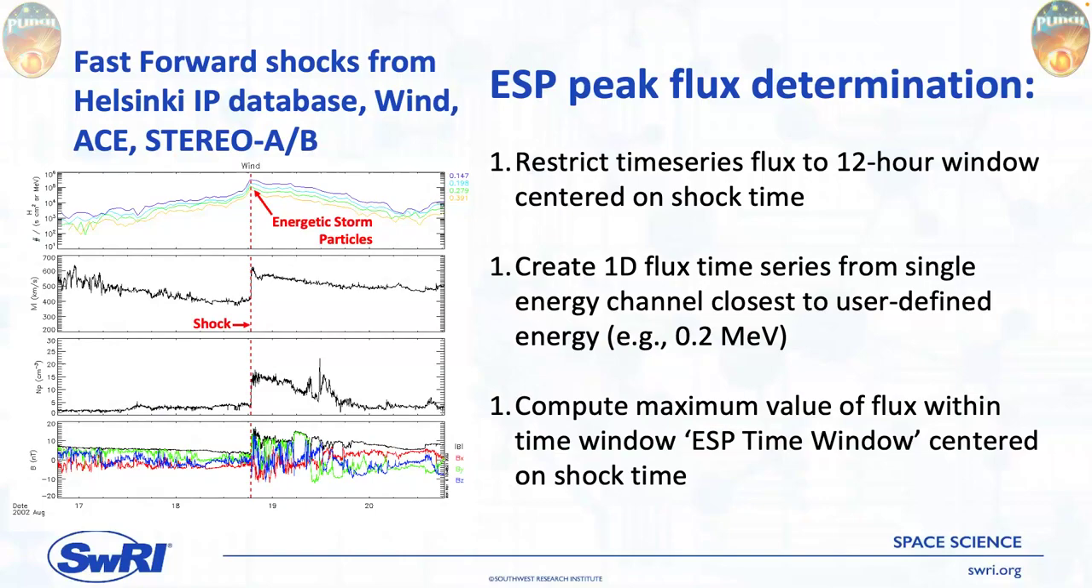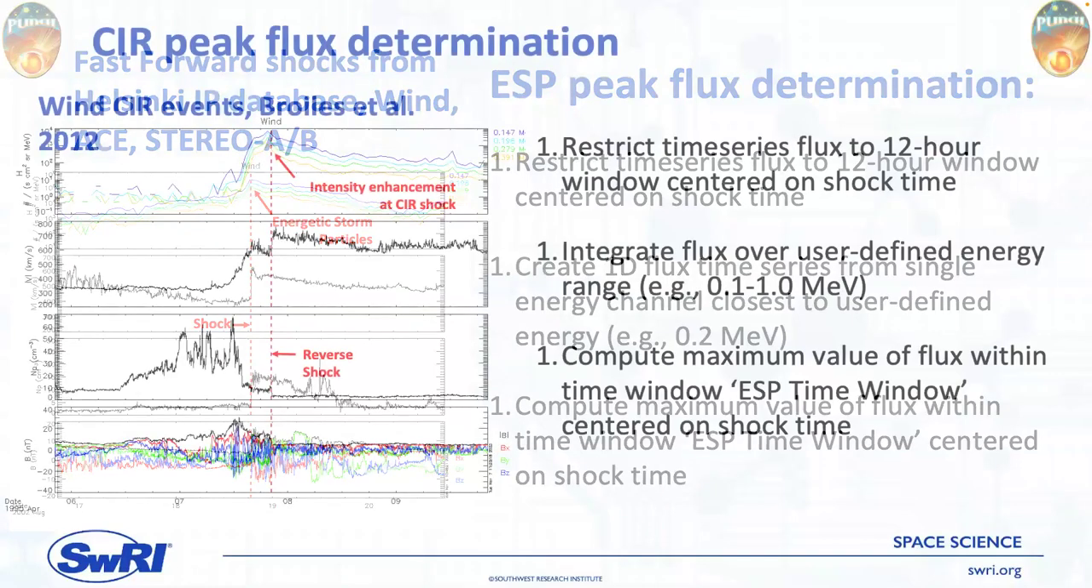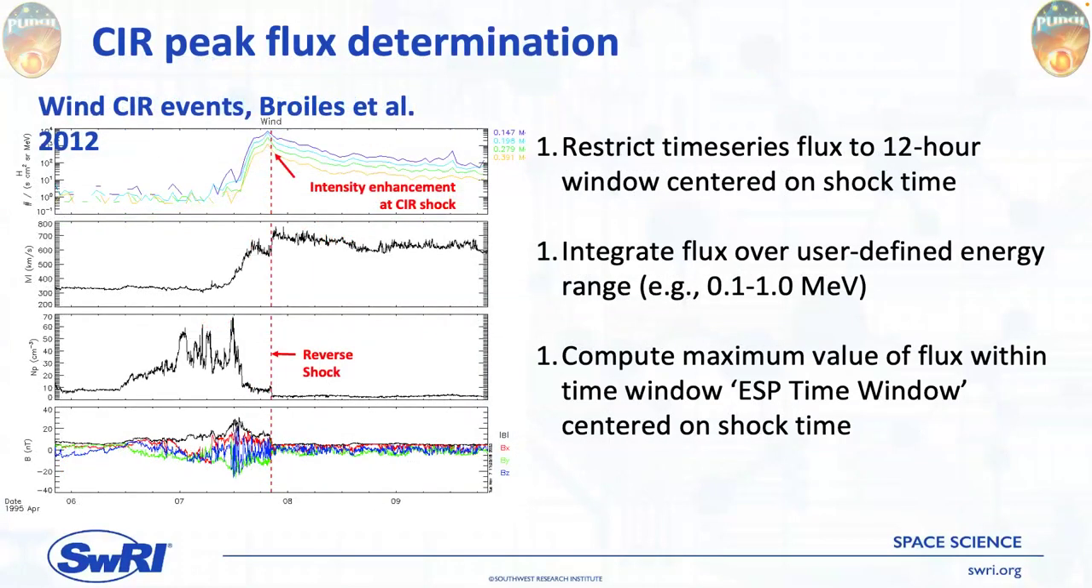So what we did is that we went and looked at a very long catalog of ESP events, and we applied a selection criterion where the ESP should be associated with a particle enhancement, because as I showed earlier, some ESPs do not show that. So we pick the events where we have an enhancement in the ESP component, and then we pick a certain window around the event, and we just look at the peak flux of this one. We do the same for CIRs as well.